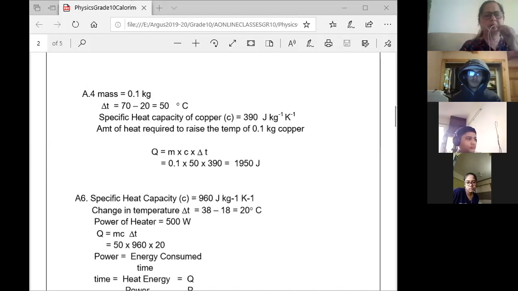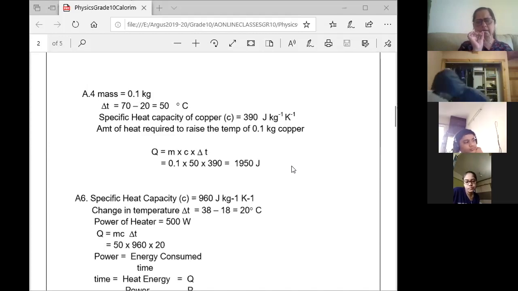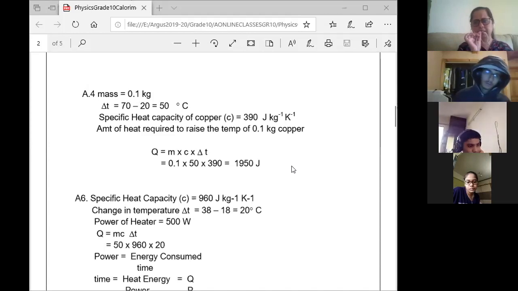Very simple. What is the formula? Q equals m C delta T. Learn the formula, very simple. M is given, C is given, delta T is given. So immediately you get Q, 1950 joules. Simple. Any questions in this? Very simple. Just use the formula, Q equals m c delta T. That's all. When I multiply mass, please remember it has to be converted to kg. Now let's go to the sixth one.